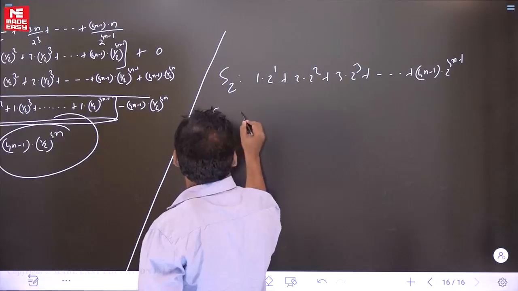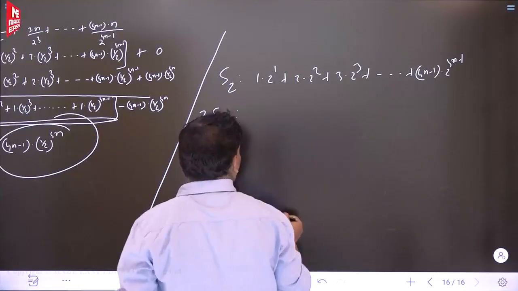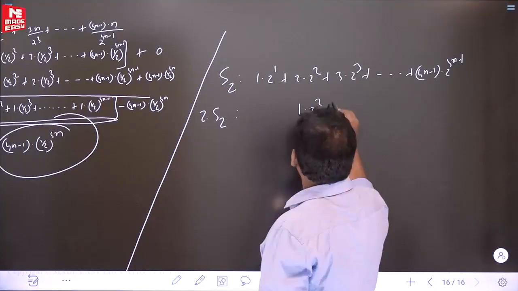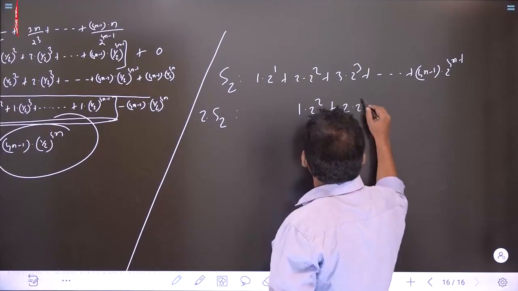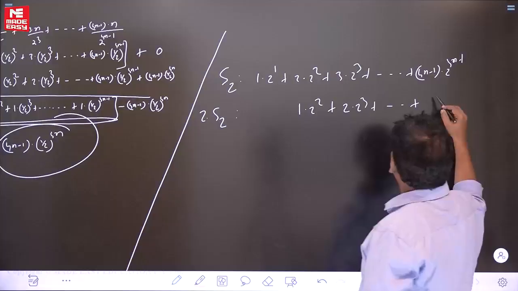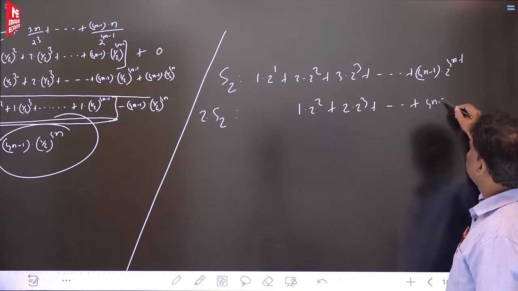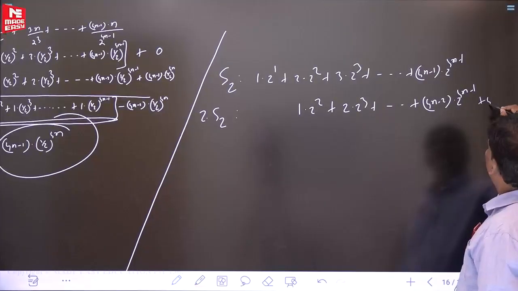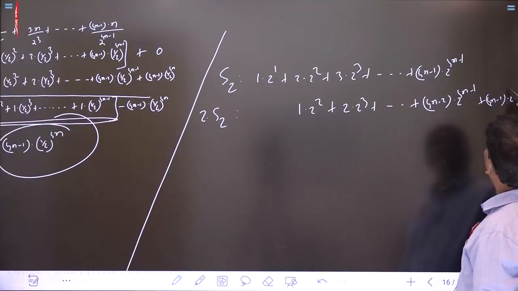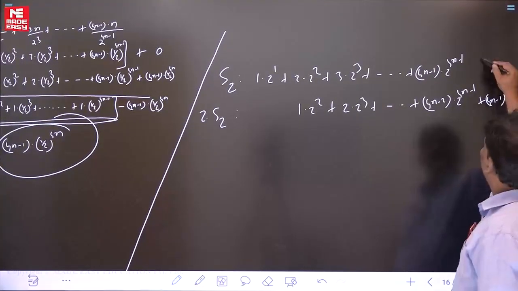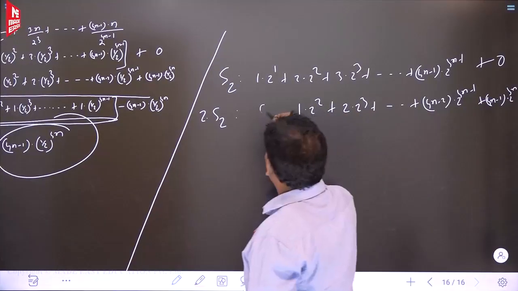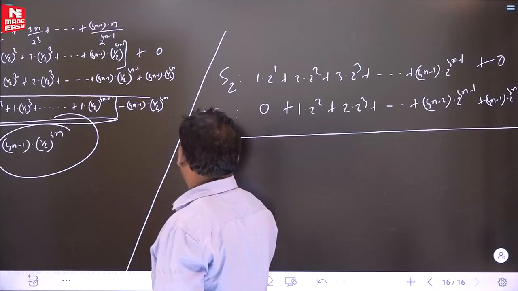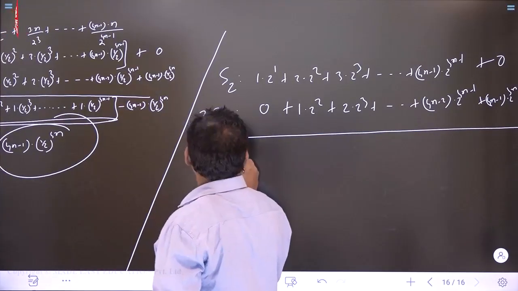2S2 you do. If you multiply S2 by 2, it will become 1 into 2 square, 2 into 2 cube. Next one is going to be log n minus 2 into 2 power log n minus 1, plus log n minus 1 into 2 power log n. It is a 0. Subtract now. It will become S2 minus 2S2, which is minus S2 is equal to.